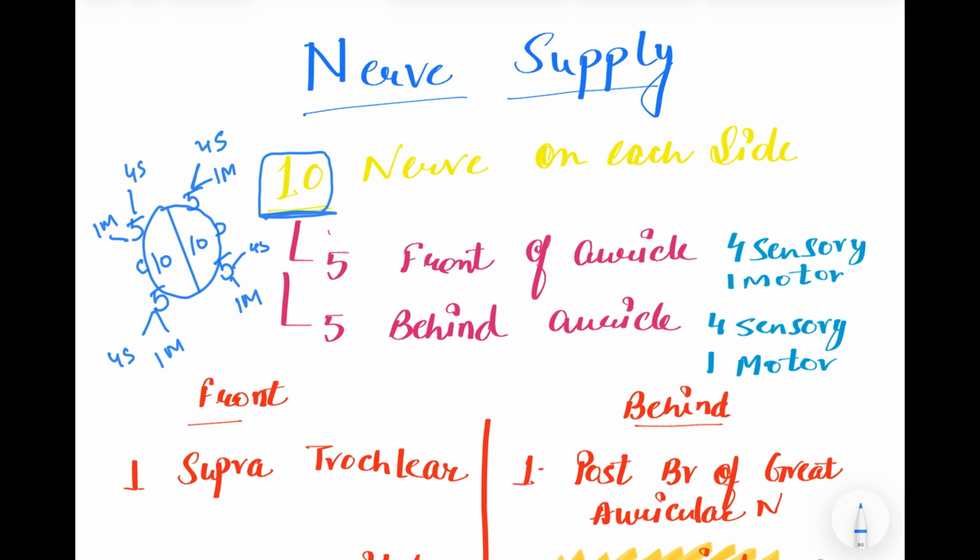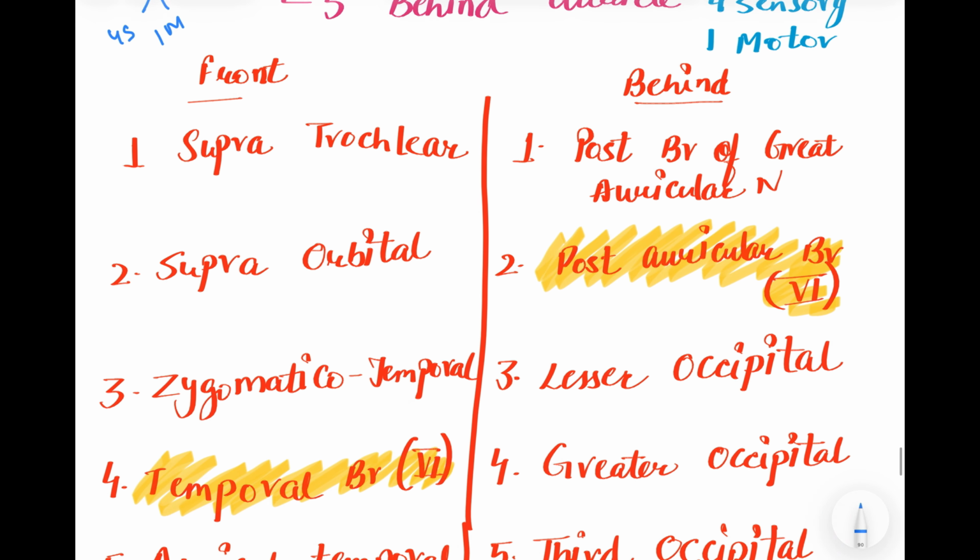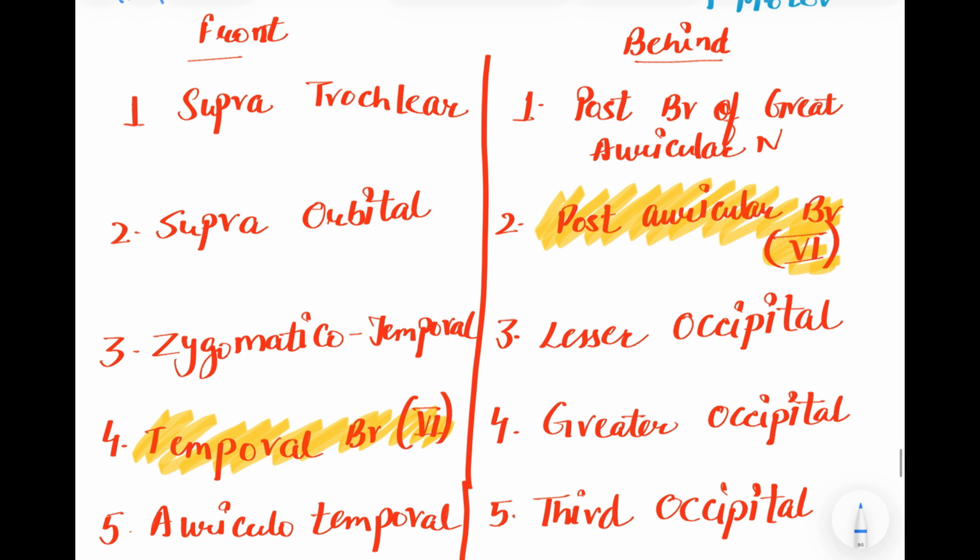We'll take all the nerves one by one. The names of the nerves are like this. On the front, I have the supratrochlear and the supraorbital.